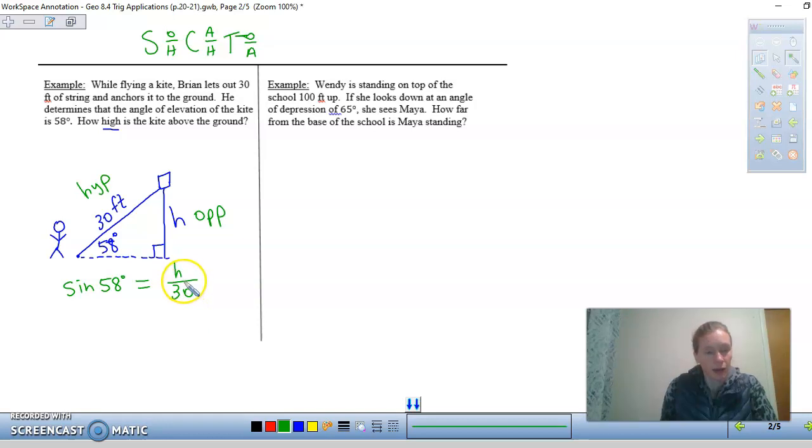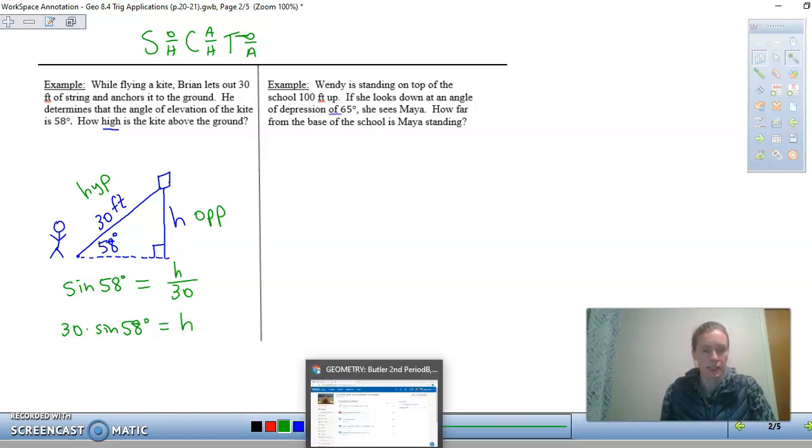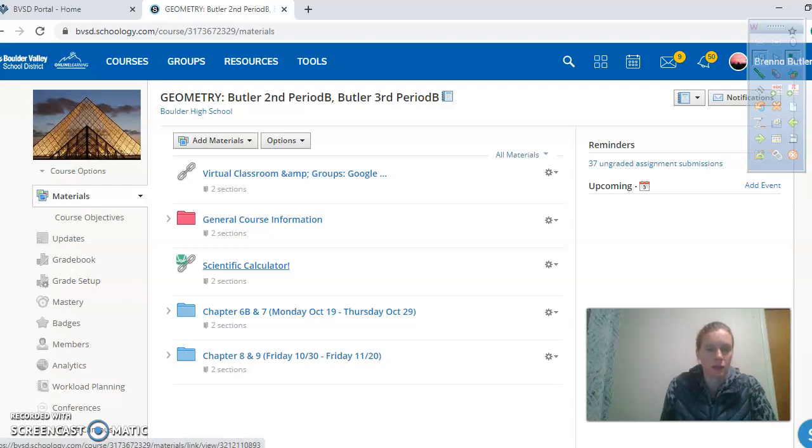Okay, you have a calculator somewhere, hopefully, or you can use the one that's in our geometry Schoology page. But to get h by itself, I'm going to multiply by 30. And that's going to be equal to h. So I go over, it's going to be 30 times the sine of 58. Let's open up the calculator.